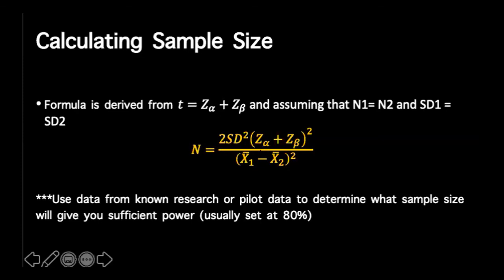You should know what the z-score for alpha is based on the level of confidence you set. And you should know what the means of your samples are. So basically the only thing to figure out is the z-score for beta. And we can use the z-score table and the probability of 80% to figure out what the z should be.